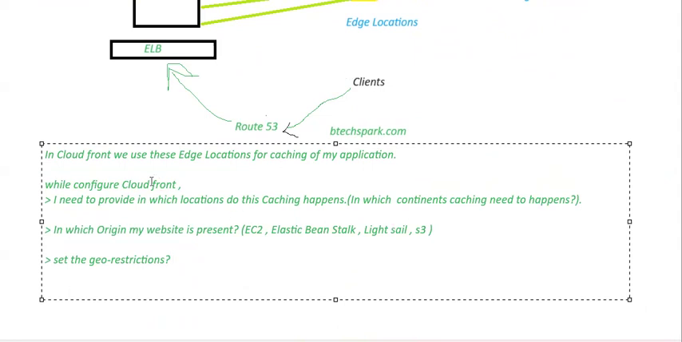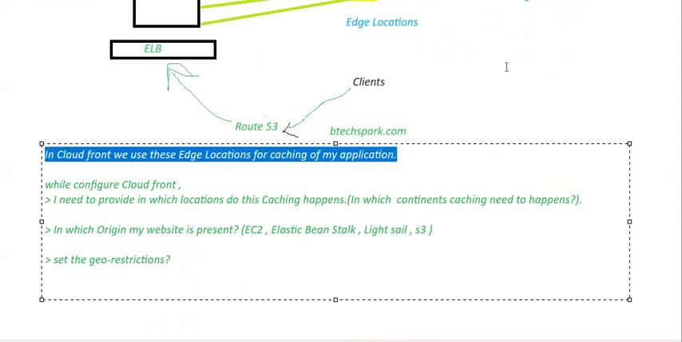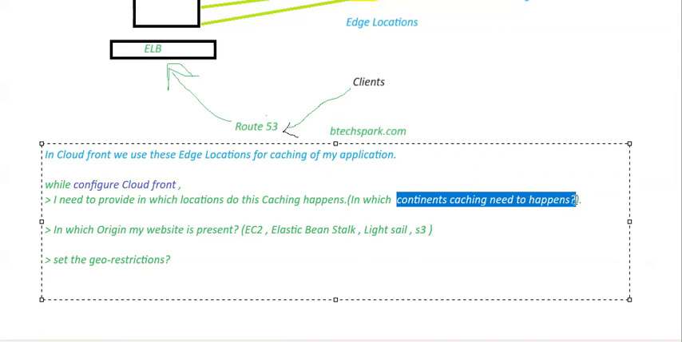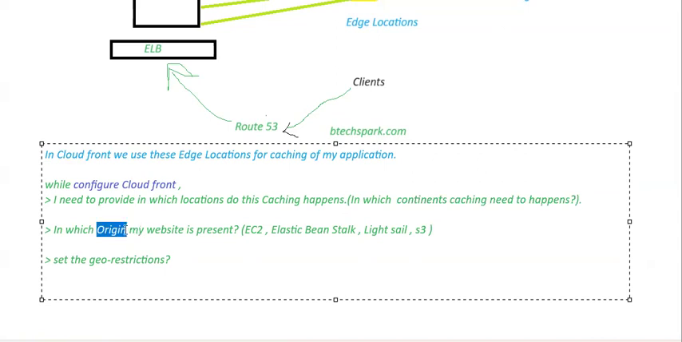Let me highlight the configurations. This is the important point. So let me highlight this. And in this, we're providing configurations, right? Let me highlight this. And what do I need to provide? Continents for caching need to be provided. And origin needs to be provided, the origin of my website.